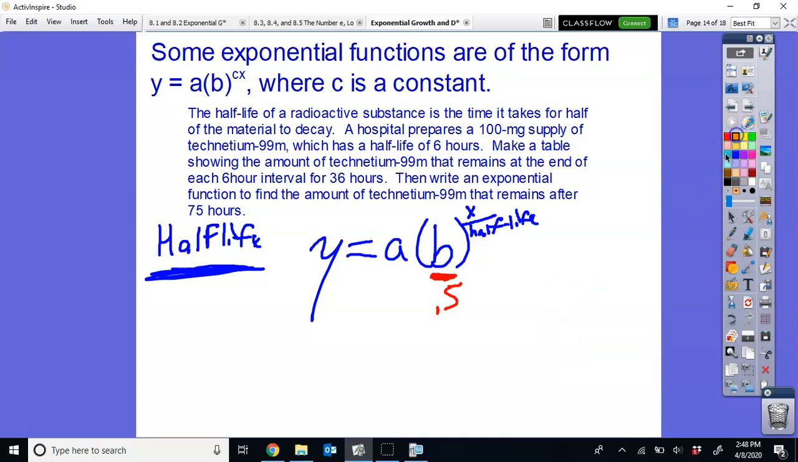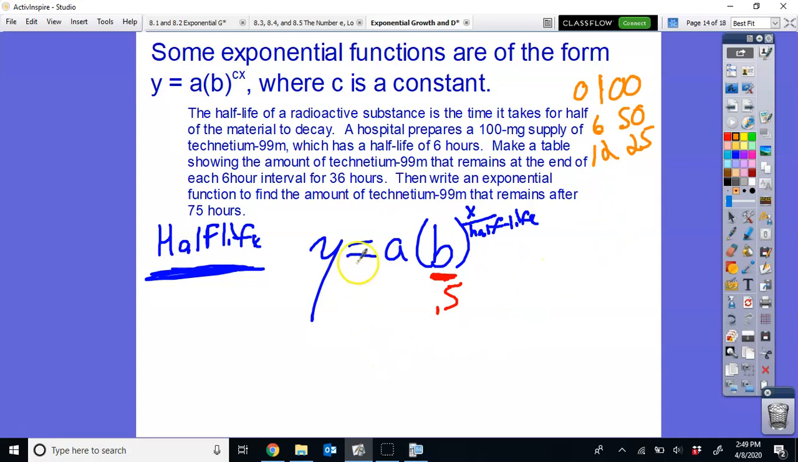So there's an example up here. It says a hospital prepares a 100 milligram supply of technetium 99M. Again, this is a radiation type treatment, which has a half-life of 6 hours. So every 6 hours, this guy's going to cut into half. Now that means you could go through and you could actually use your calculator to help you a little bit here. You're taking 100 when you first make it, that's at 0 hours. 6 hours later, there's 50. 12 hours later, there would be 25. It's cutting in half every single time. So you could use your calculator to help you as well.